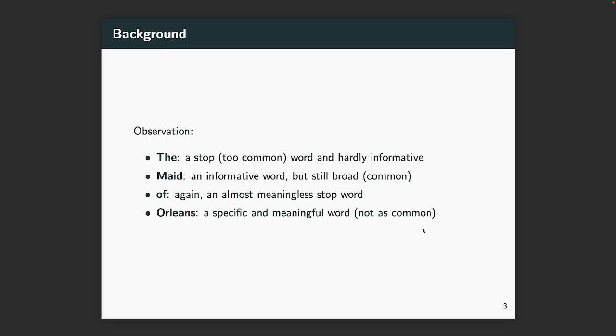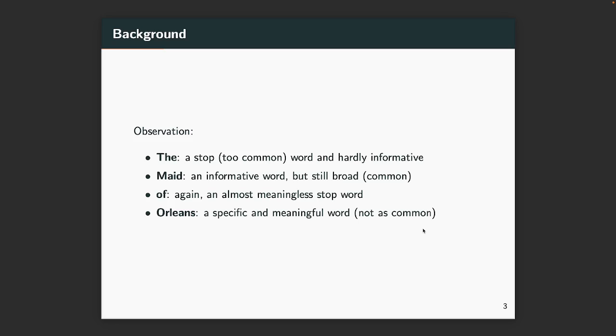On the other hand, "of" is similar, right? "Of" is almost as meaningless as "the," but it does provide some relational connotation. So maybe it's a bit more meaningful than "the," but still it can also be treated as a stop word, too common to be informative.